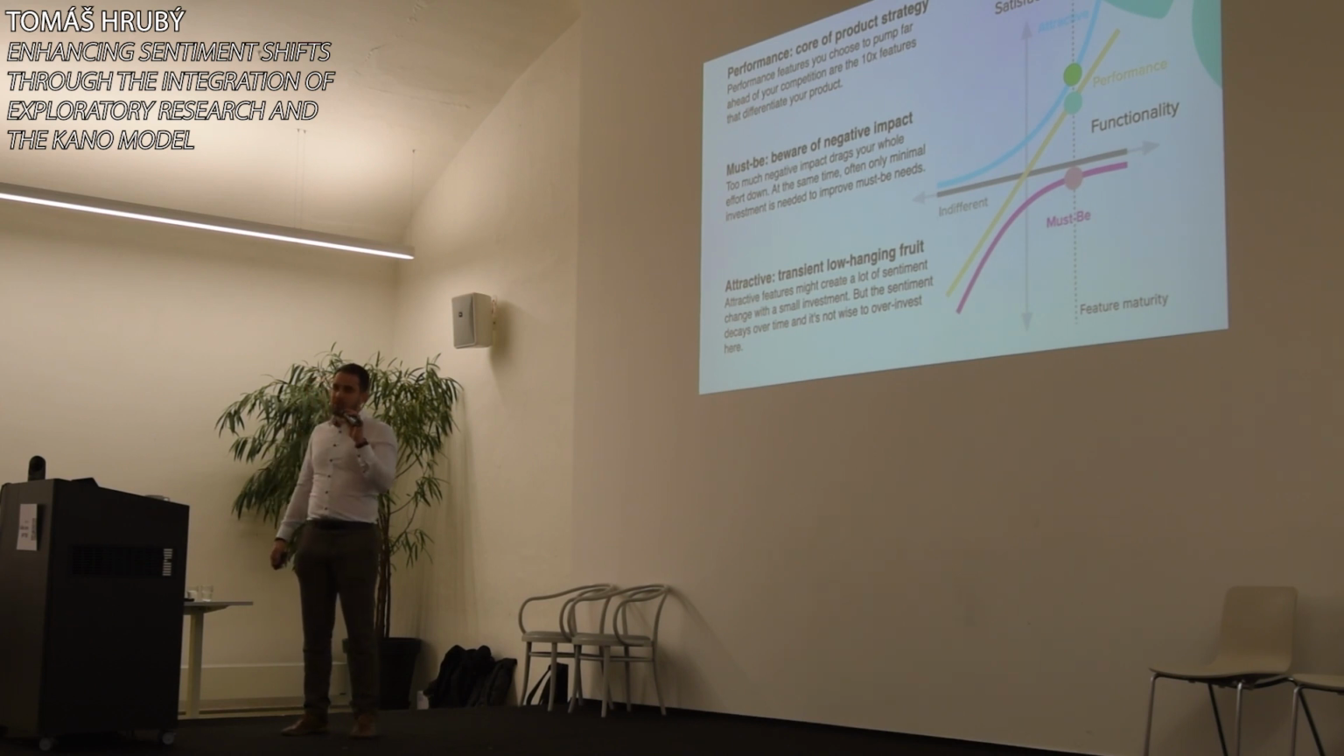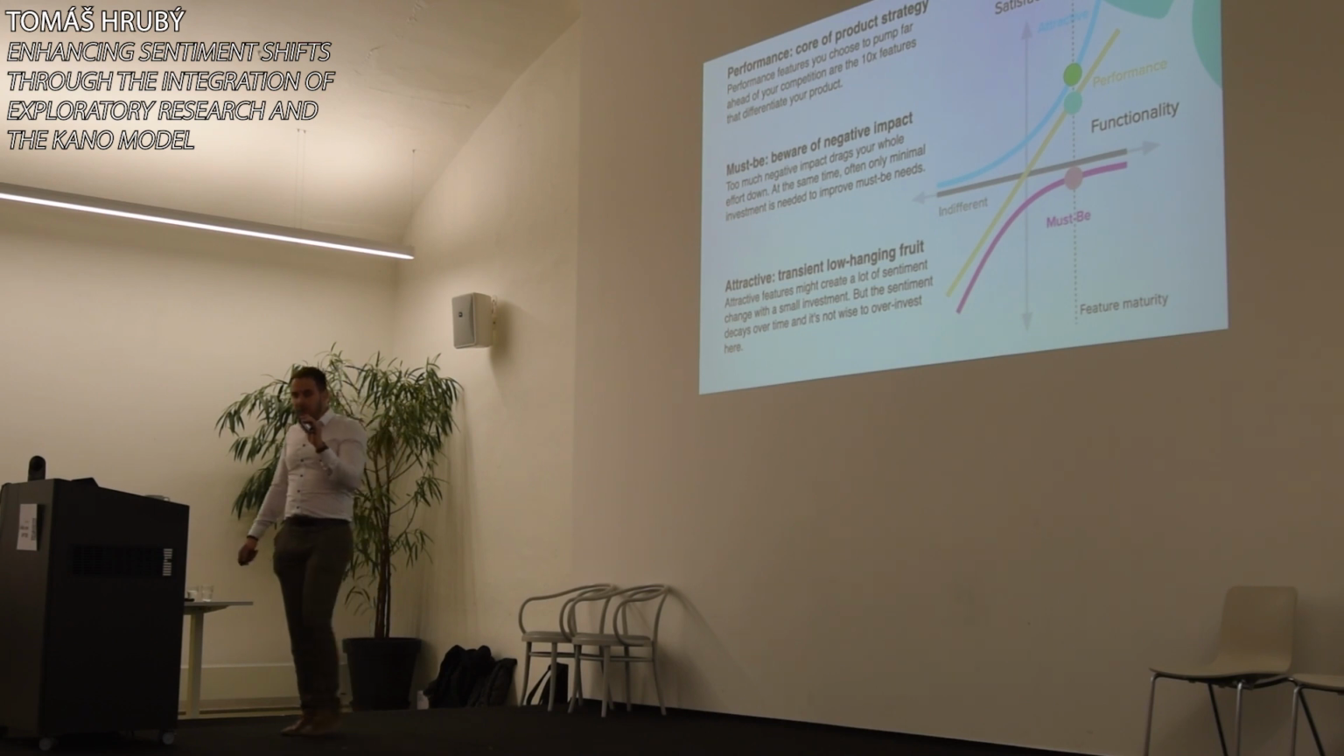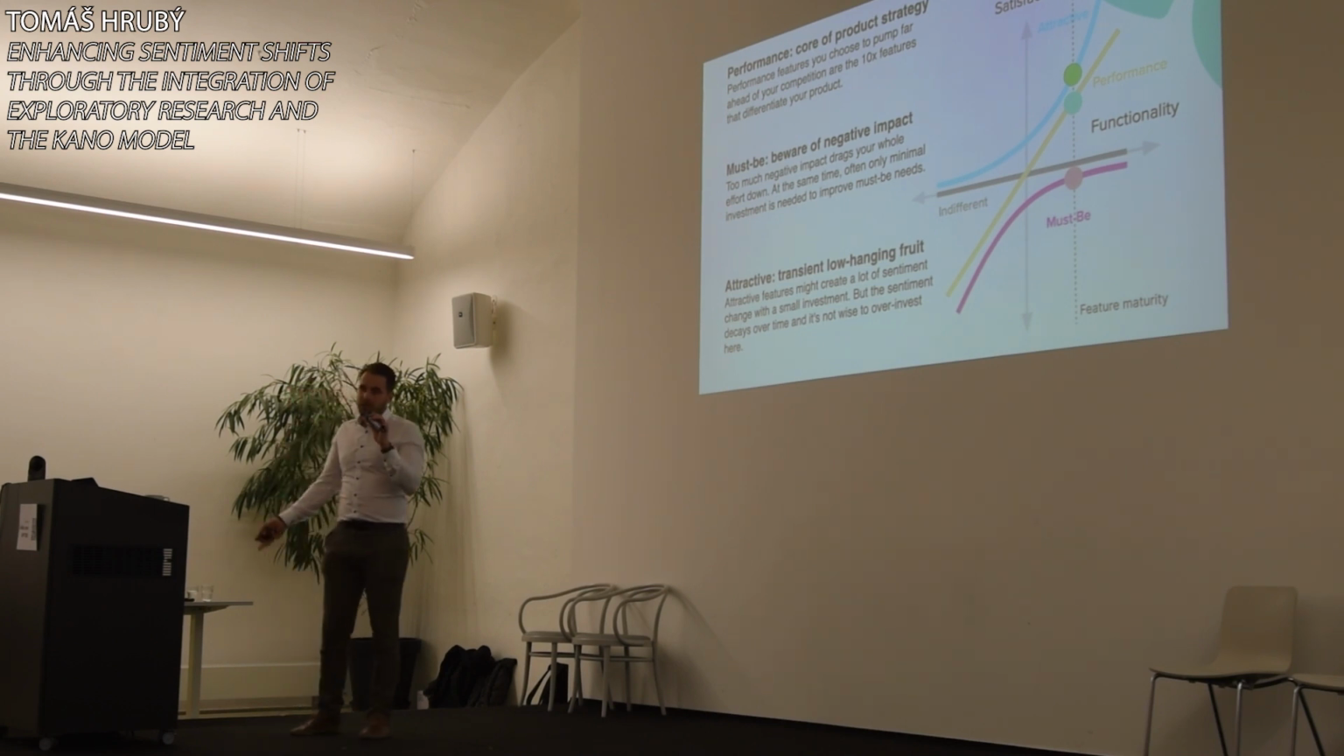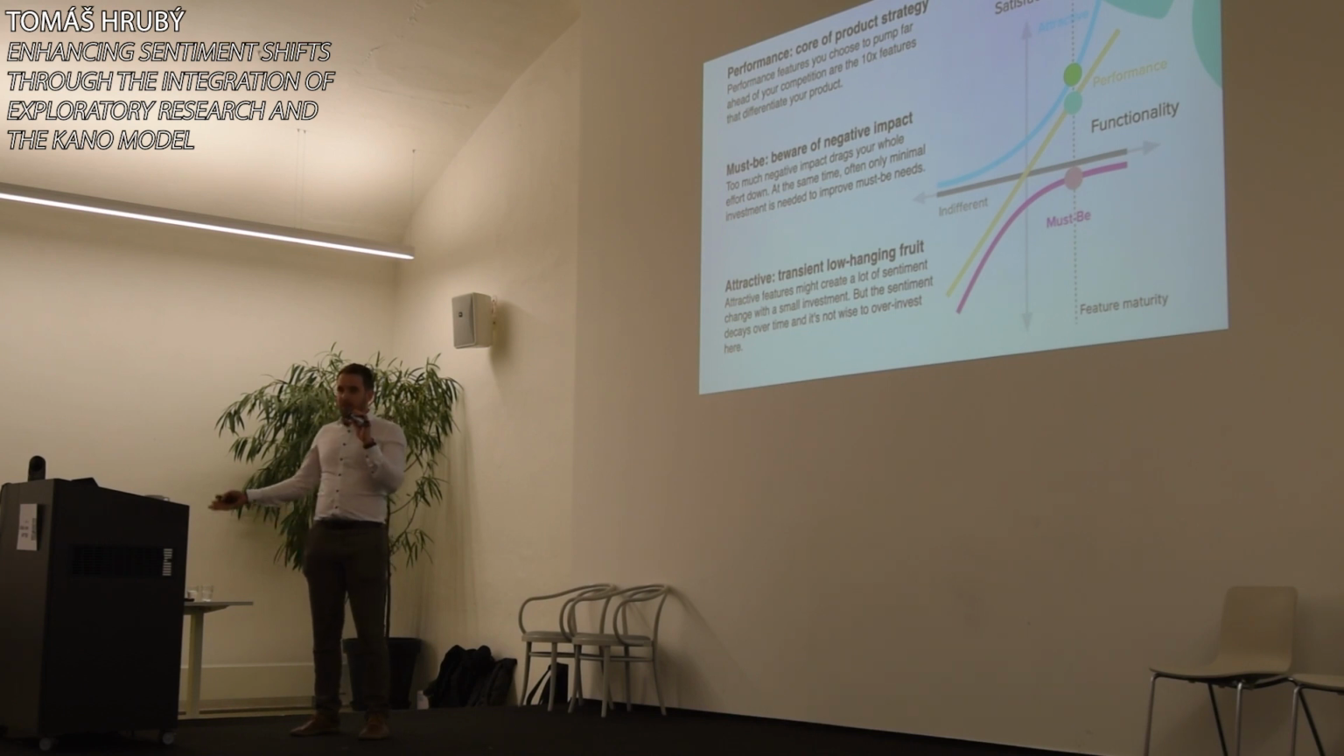because how can this data help you improve your prioritization and product strategy? Well, the performance features are really the core of the product strategy, because they tend to be stable. The more you invest into them, the more they yield satisfaction. And typically, as a company, you want to choose a few performance features and you want to pump them up so hard that they create a 10x difference for a product. So they are always safe bets.